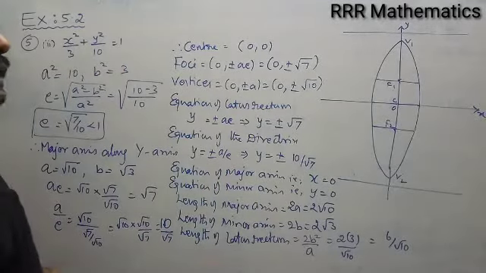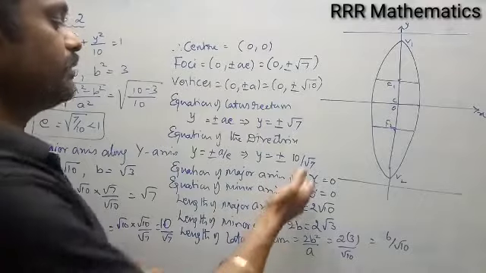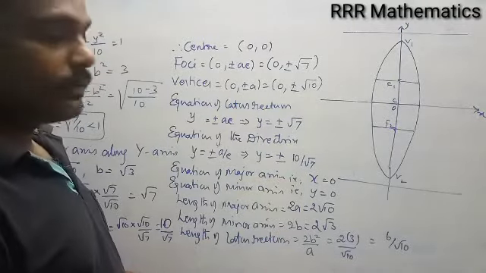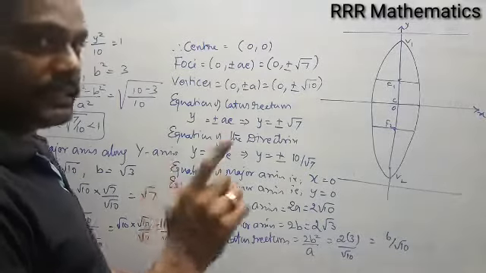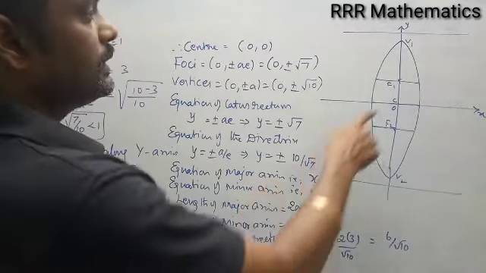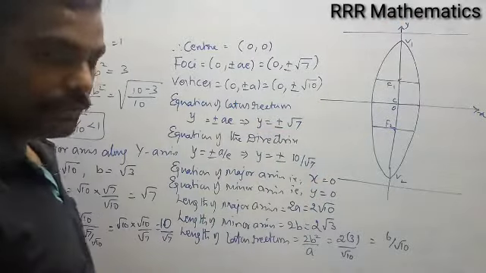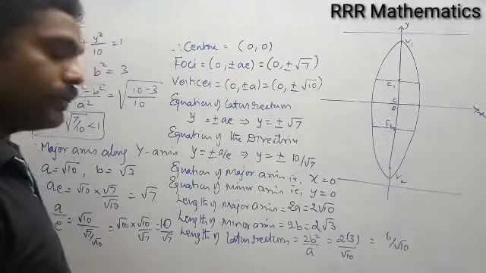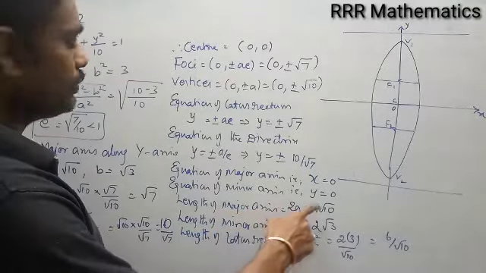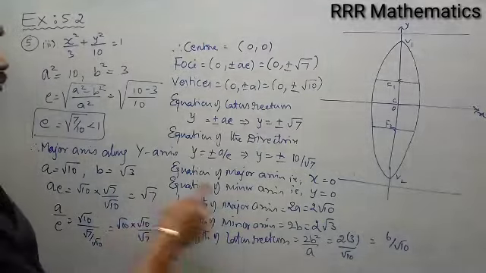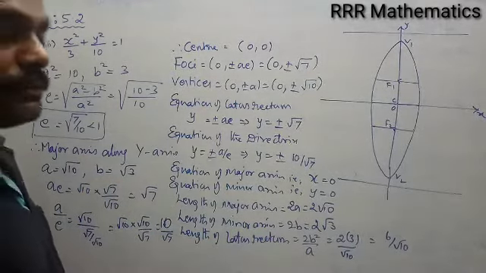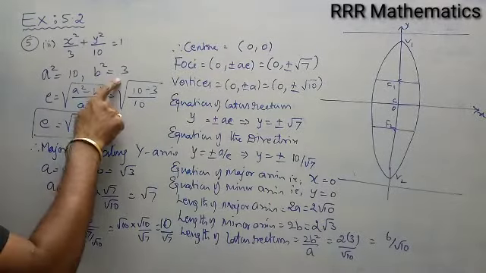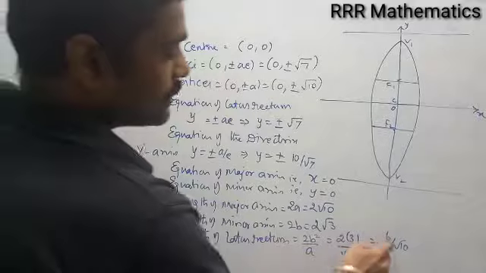Here the major axis is the y axis, therefore the equation will be x equal to 0. Minor axis, x axis, the equation will be y equal to 0. Now, length of major axis 2a, 2 times root 10. Length of minor axis 2b, 2 times root 3. Length of latus rectum 2b square by a, which is 2 times b square, that is 3, divided by a, that is root 10. It gives 6 by root 10.